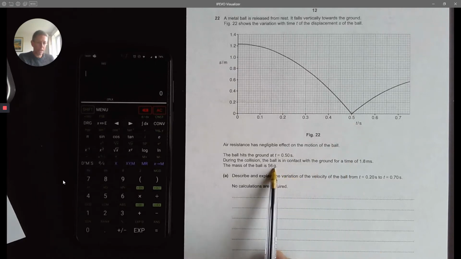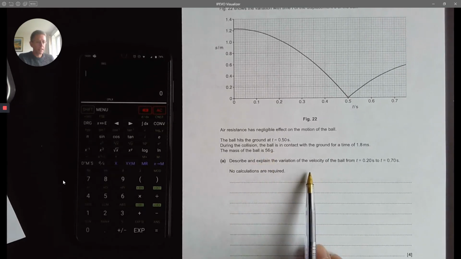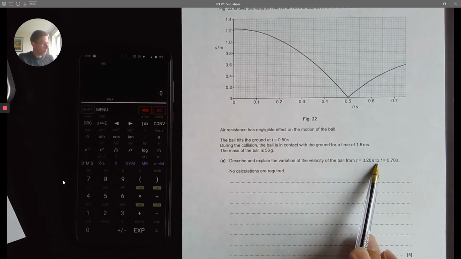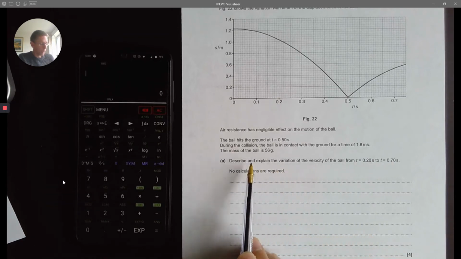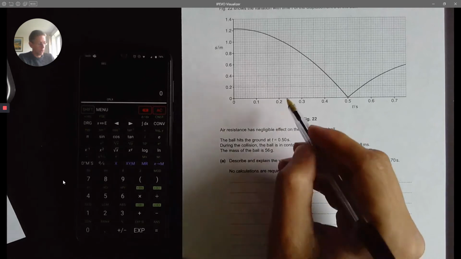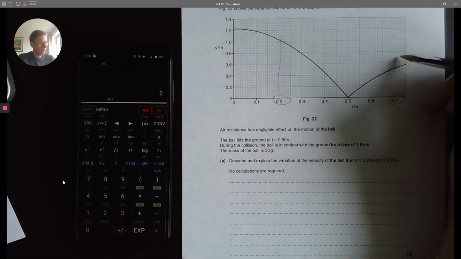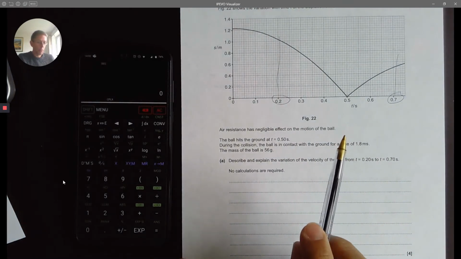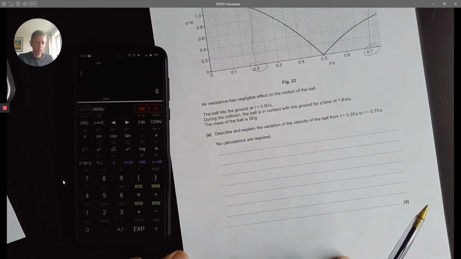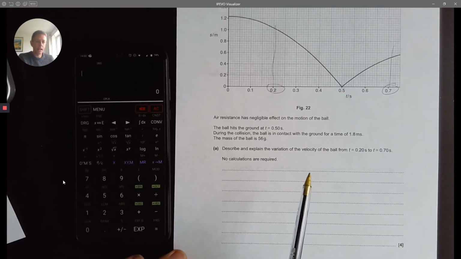And then we're given the mass that we're going to be needing at some point for a calculation, I would imagine. And then it says explain the variation from 0.2 to 0.7 seconds of the velocity, so not only describe it but explain it as well. Just make sure that we're clear on which parts of the graph we're talking about. It's only those bits. When we've got extended writing and 4 marks, remember to plan it out a little bit in our head first.